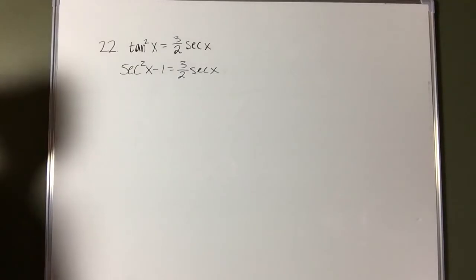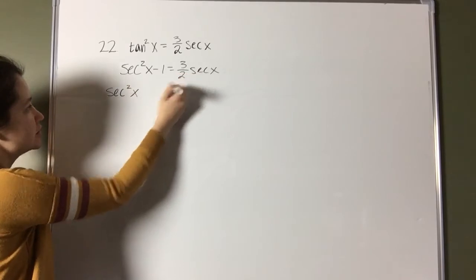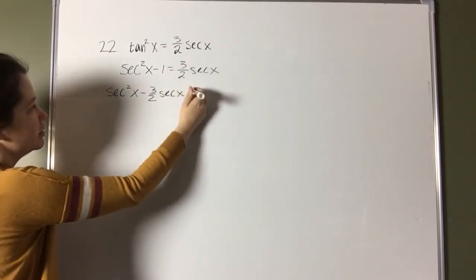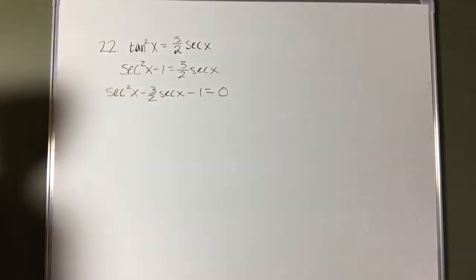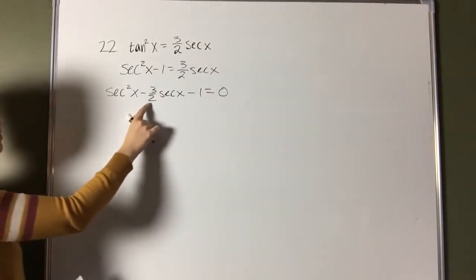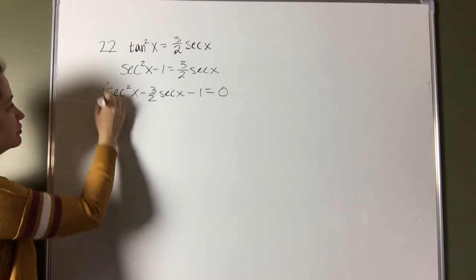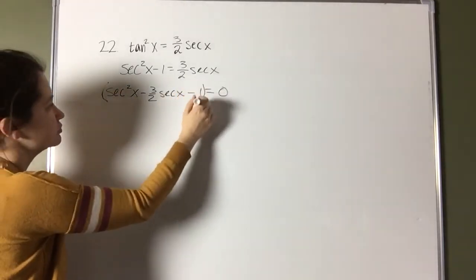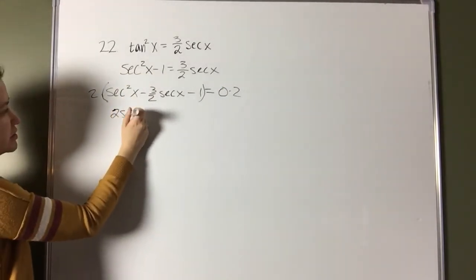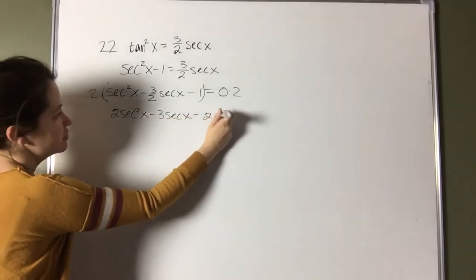Okay, and next we want to get everything on one side of the equation. So subtract the 3/2 secant over, bring down your minus 1, equals 0. And then we're going to multiply everything by 2 just so that we can get rid of the fraction, okay? Multiply everything by 2. That gives us 2 secant squared minus 3 secant minus 2 equals 0.